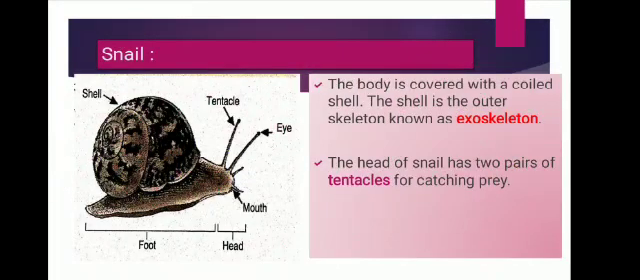Now next is about the snail. A snail is a very slow moving animal with a shell on its back. The body of the snail is soft and consists of a head, foot and a shell. The head of the snail has two pairs of tentacles for catching prey, and the larger pair of tentacles has little eyes in them.